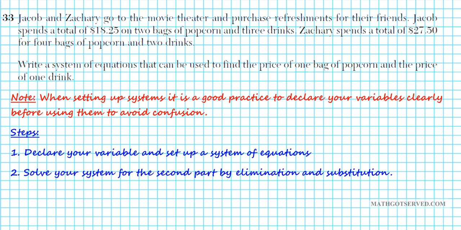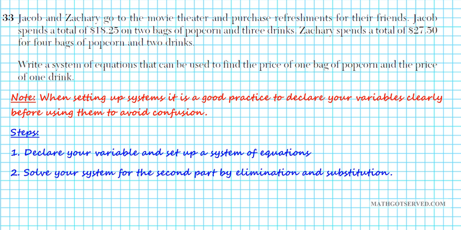Jacob spends a total of $18.25 on 2 bags of popcorn and 3 drinks. Zachary spends a total of $27.50 for 4 bags of popcorn and 3 drinks. Write a system of equations that can be used to find the price of 1 bag of popcorn and the price of 1 drink.